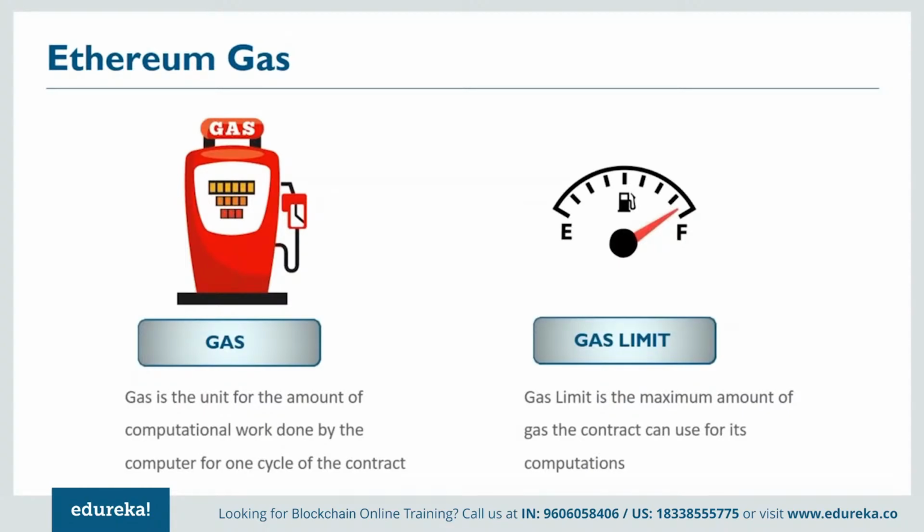It's called gas because the fee acts as a crypto fuel driving the execution in smart contracts. Now, every contract specifies the gas limit, which is the maximum quantity of gas that can be consumed.